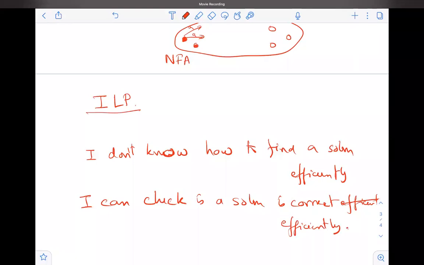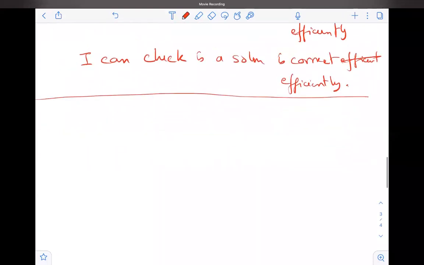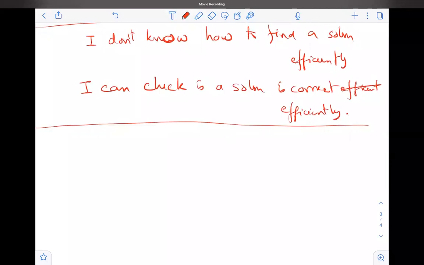So I can check whether a solution is correct and I can do that efficiently, but I don't know how to find the solution. Now, this is a very important piece here. This class of languages that falls under this category is what is called NP, non-deterministic polynomial time.